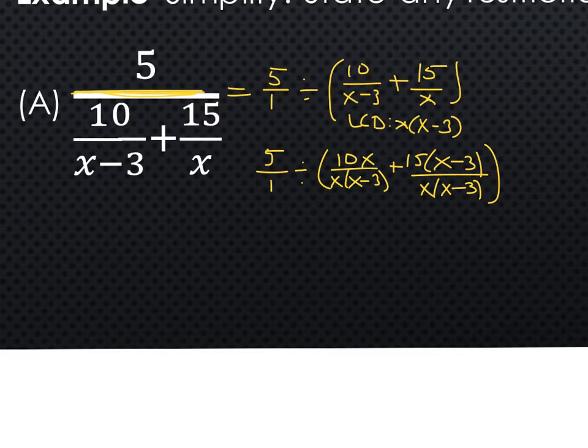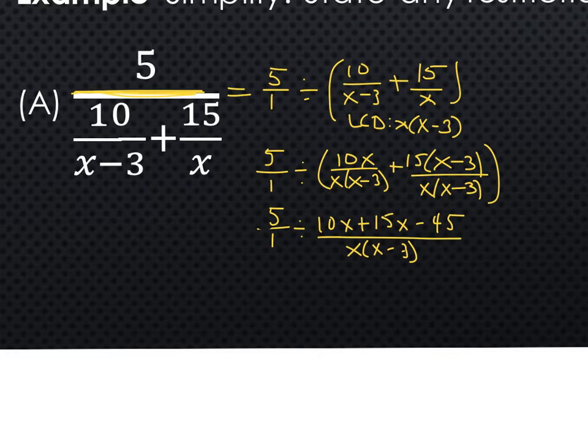Okay, now we're ready to distribute and combine like terms or write as one fraction within those parentheses. So 5 over 1. Let's make that a good looking 5. There we go. Divided by, let's see, we'll have 10x plus 15x minus 45 over x times x minus 3.